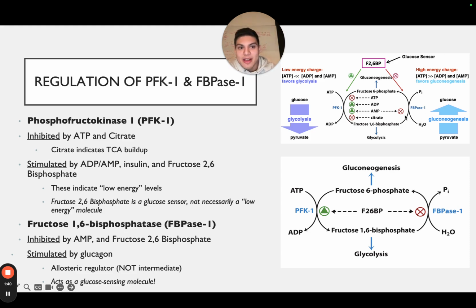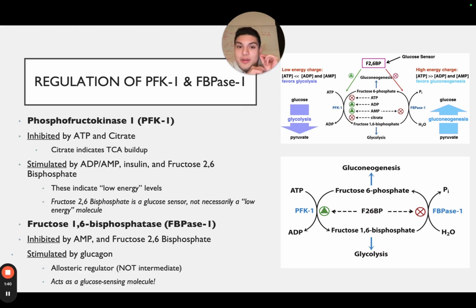Now, I want to talk about F26BP. This is different. This has nothing to do with energetics per se. It is not necessarily solely energetics. So separate the ideas and this will become crystal clear. F26BP is a glucose sensor. When there's high glucose, this starts forming. When this forms, then we can stimulate glycolysis.